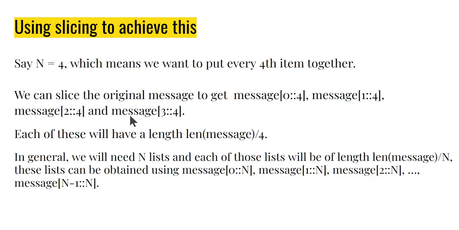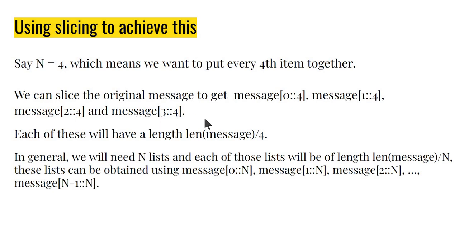Basically, the idea is that, let's say n was 4, which means we want to put every fourth item together. I'm going to slice my original message to give me 4 substrings: message[0::4]. Now, remember, this is start, stop, step, and I'm missing the stop, which means I'm going to go all the way to the end. So I start from 0, step of 4. I start from 1, step of 4. I start from 2, step of 4. I go to 3, step of 4.